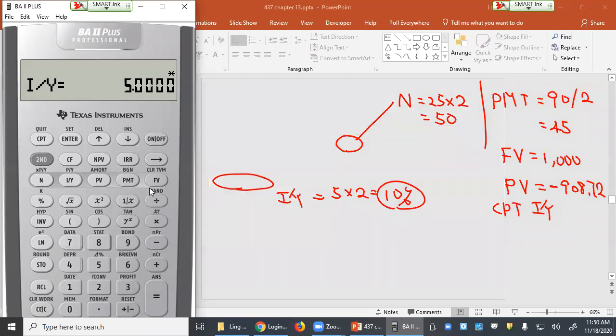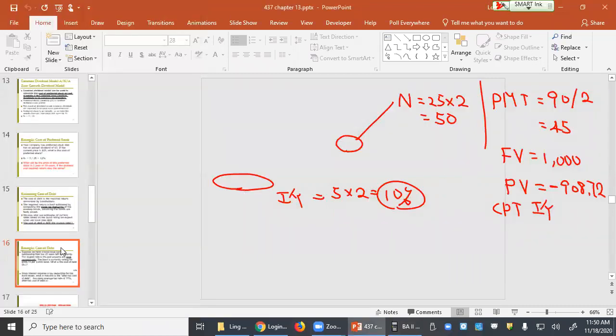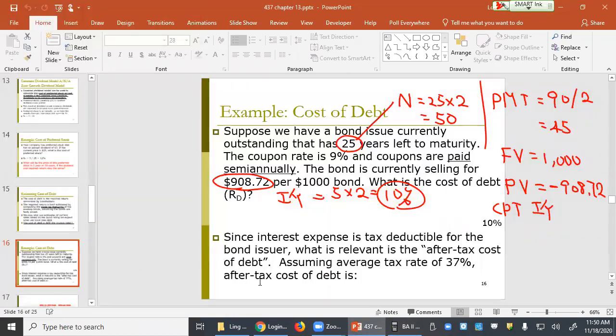Next, oops, why did it disappear? There we go.